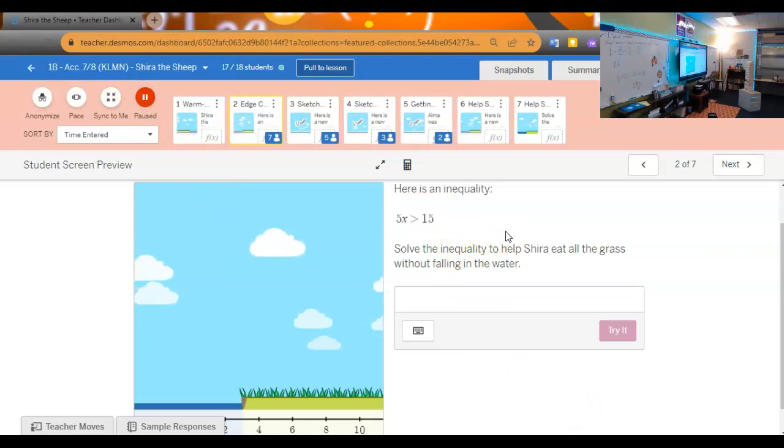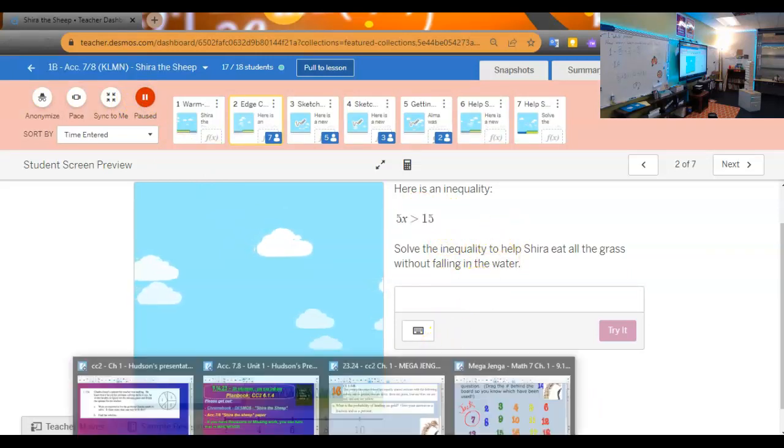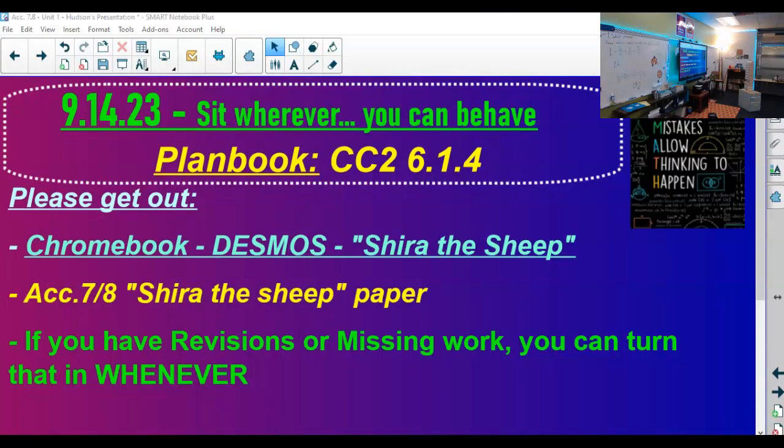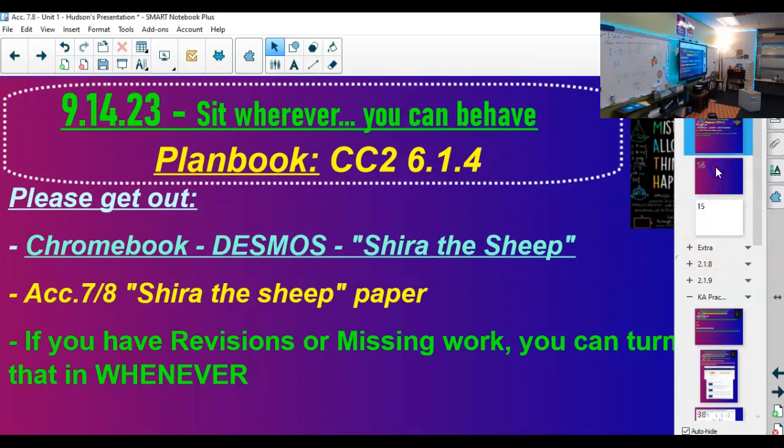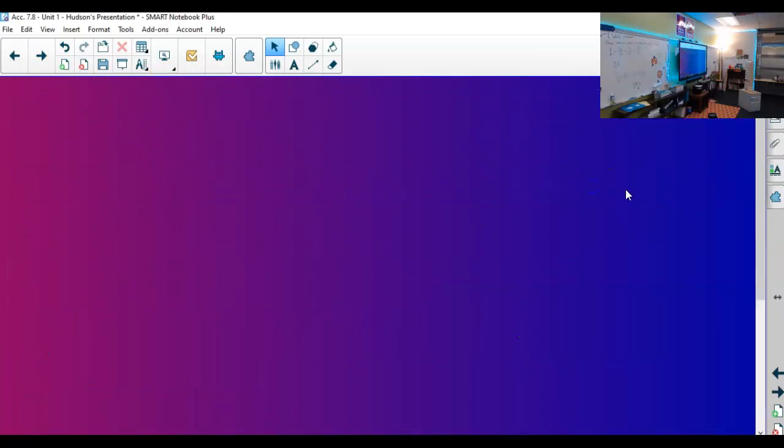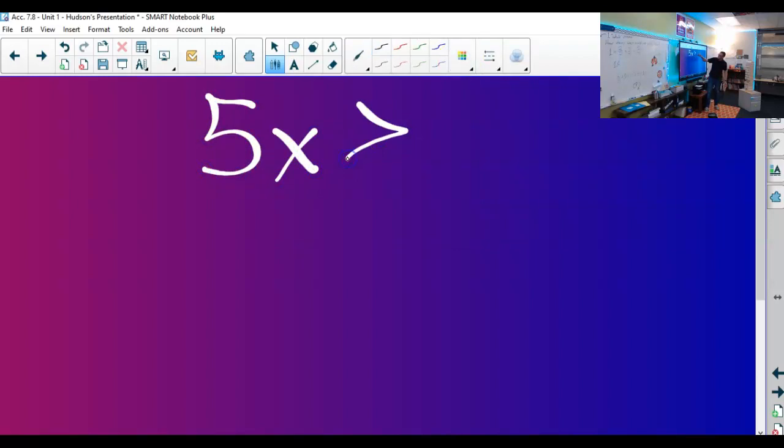If I have, and you might want to write this down, if I have 5 times x, I do have another good colored screen. If I have 5 times x is, what's written on your paper? 5 times x, what, 15? Greater? Just greater than? No equal sign? So it's multiplication, right? We don't have to show the multiplication dot, but it's there.